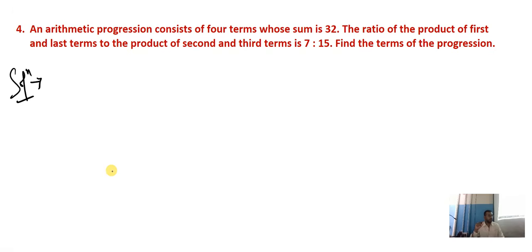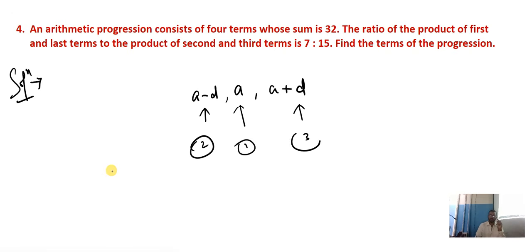Remember this logic. Look, if they say three terms, what do you write? Three terms: first you write A, A minus D, A plus D. This is three terms. While writing, this is the first term, this is the second term, and this is the third term.